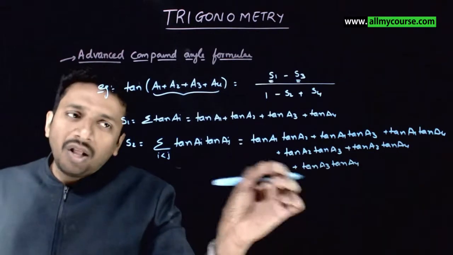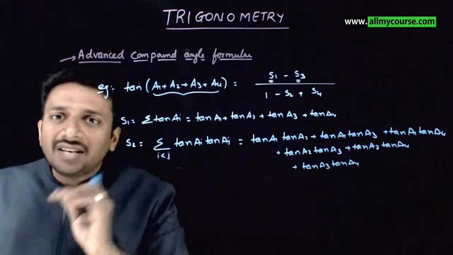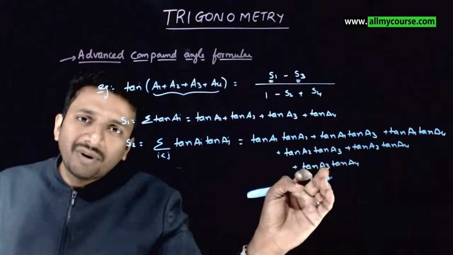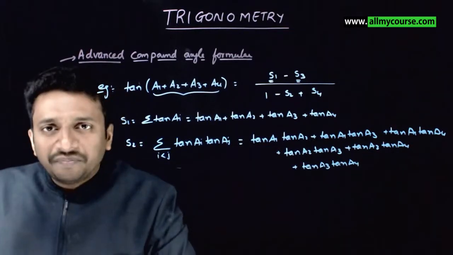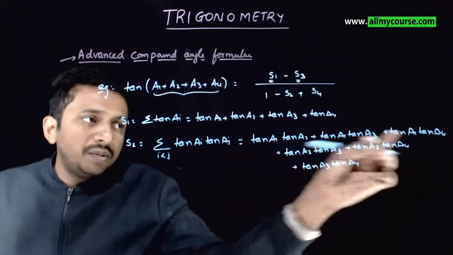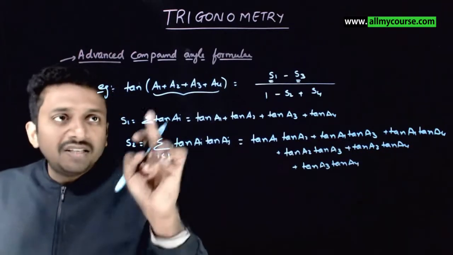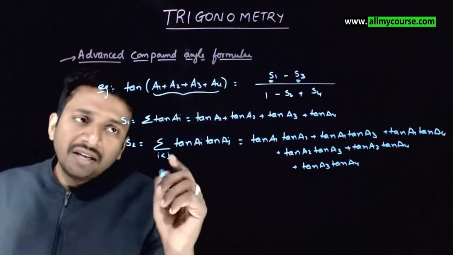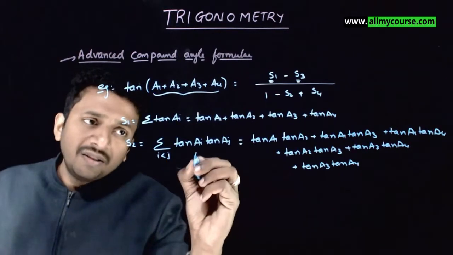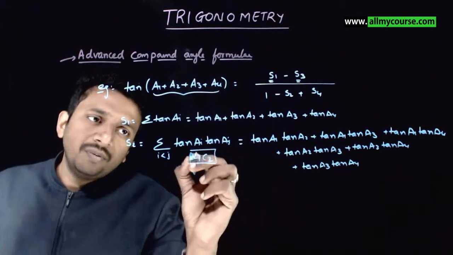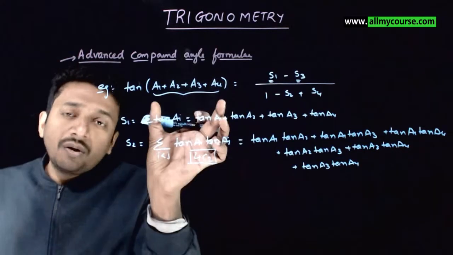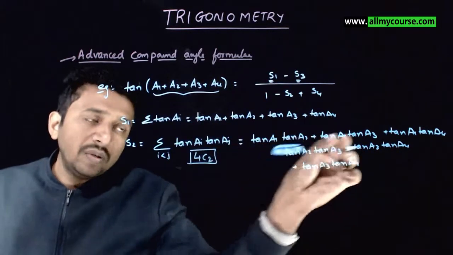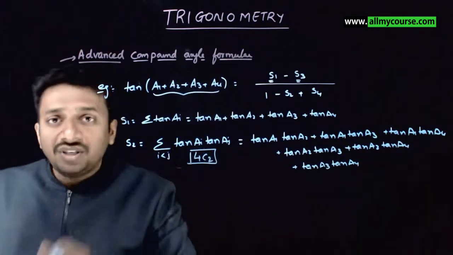So I have taken all the possible terms where I is less than j. So if I take tan A4, I won't have a second tan which is greater than 4. So you have a total of 1, 2, 3, 4, 5, 6 terms. That means out of 4 angles, you're taking 2 angles at a time. That is 4C2 terms. If you have the knowledge of basic permutations and combinations, we know that out of 4 things, if you have to select 2 things, you can do it in 4C2 ways.